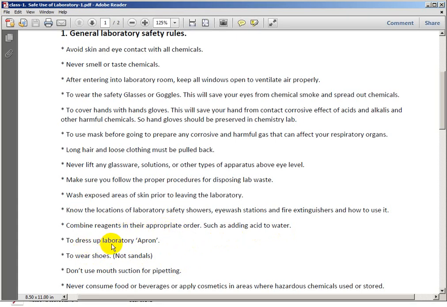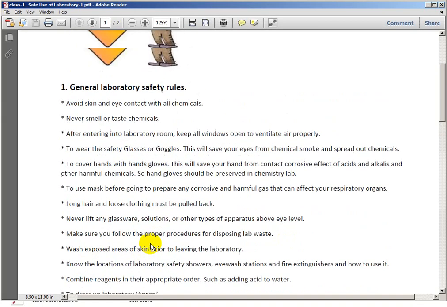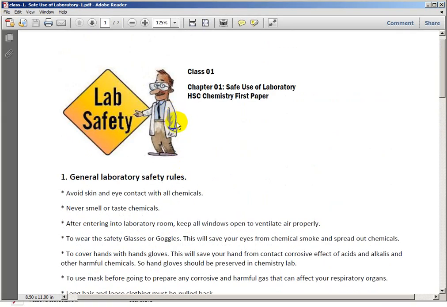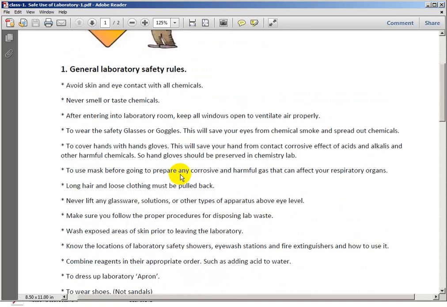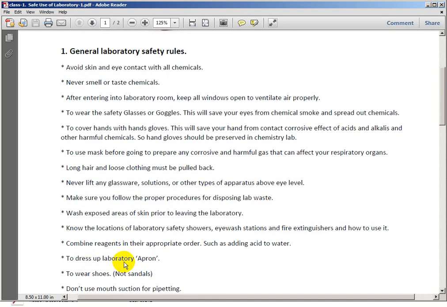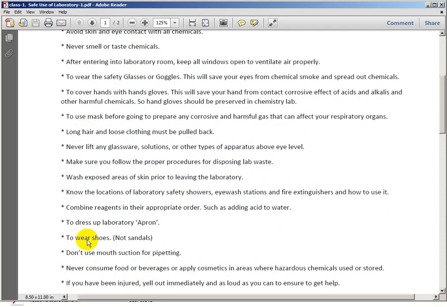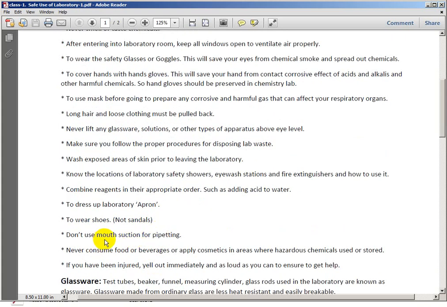To dress up for the laboratory, you must put on an apron. Doctors also wear aprons. You must wear shoes, not sandals. In the chemistry lab, don't use mouth suction pipetting. Don't use your mouth for taking any chemicals. You should use a pipette for taking them.